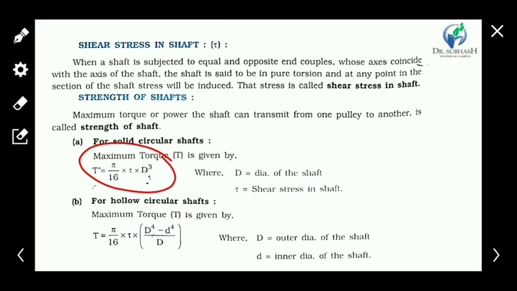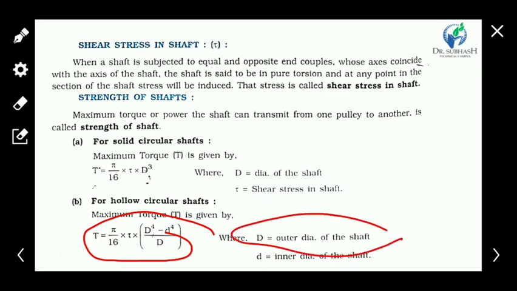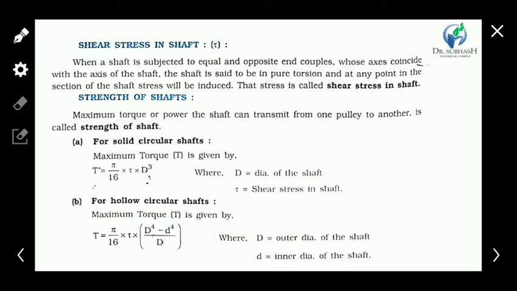This equation is derived in the designing of shaft. Similarly, the maximum torque transmitted by a hollow shaft is pi by 16 into tau into capital D raised to 4 minus small d raised to 4 upon capital D. For hollow shaft, capital D is the outermost diameter and the innermost diameter is small d. So these are the two equations to find the maximum torque transmitted by the shaft.